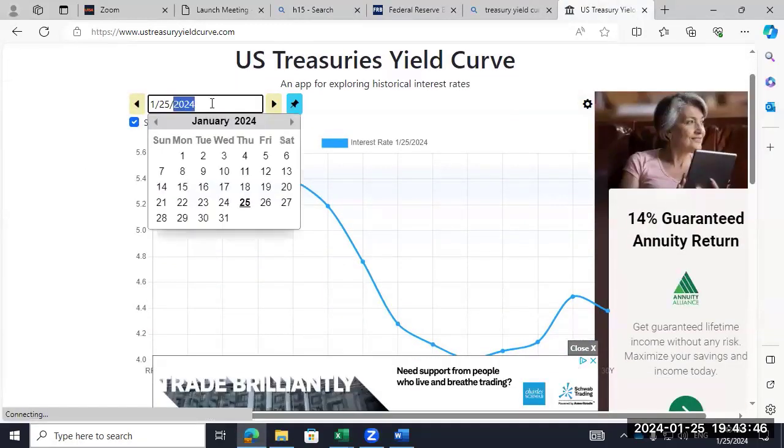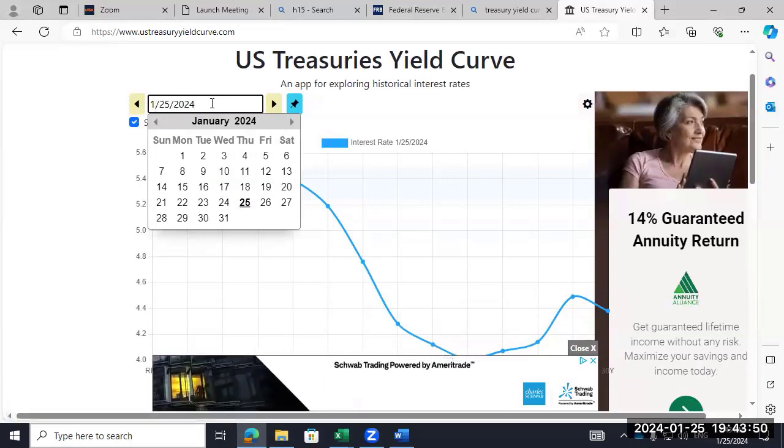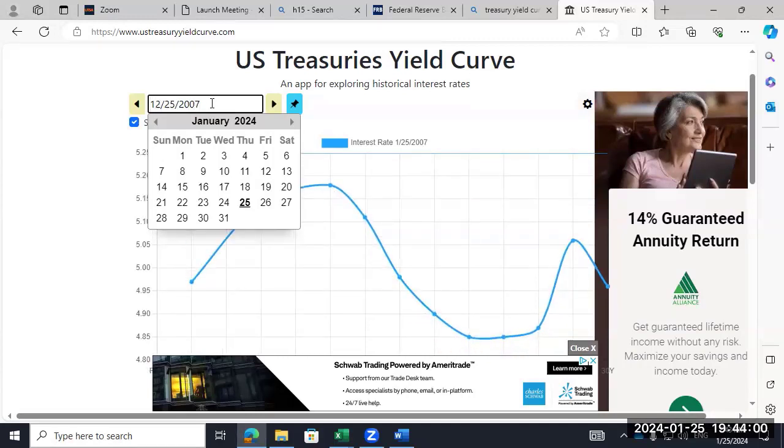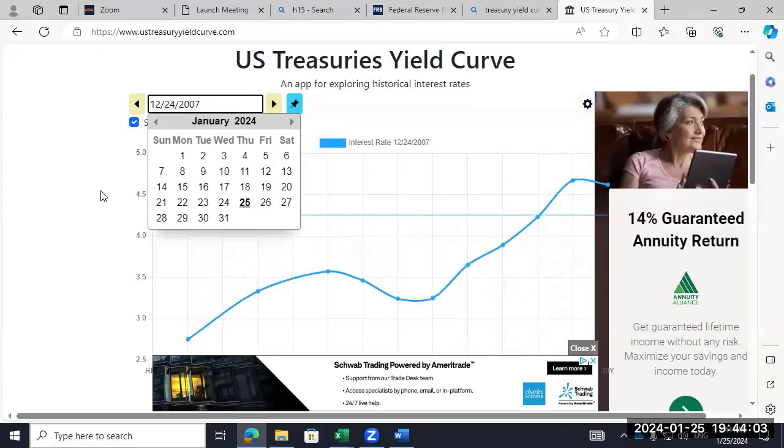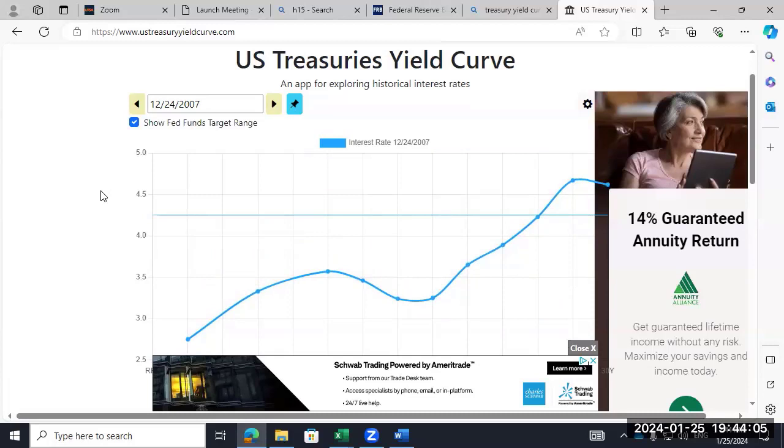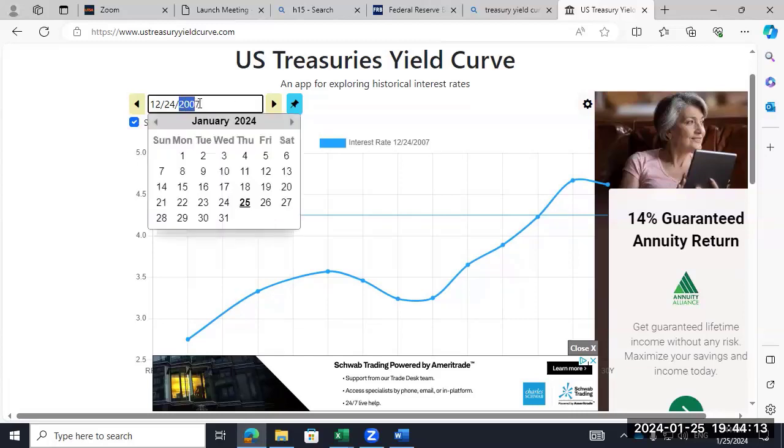You can go back, like if you're going to look at what was the market thinking before the Great Recession. Well, let me do it. It was pretty steep at the end of 2007. When did it go inverted? You know, that's the kind of thing you're kind of curious about. You can go back to 9/11 if you wanted to.